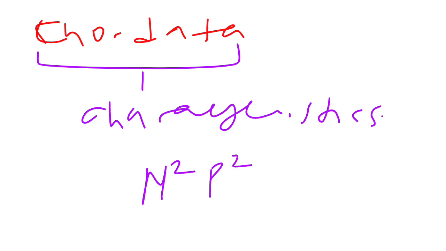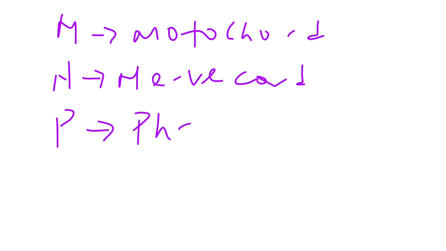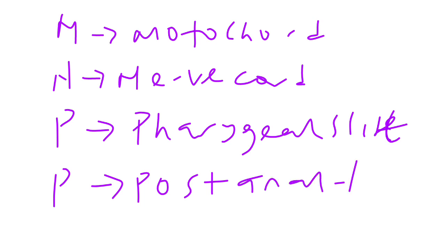You understand? So this n squared, p squared is the acronym. The n stands for notochord, another n stands for nerve cord, the p stands for pharyngeal slits, and the other p stands for the post-anal tail. So these are the diagnostic features.